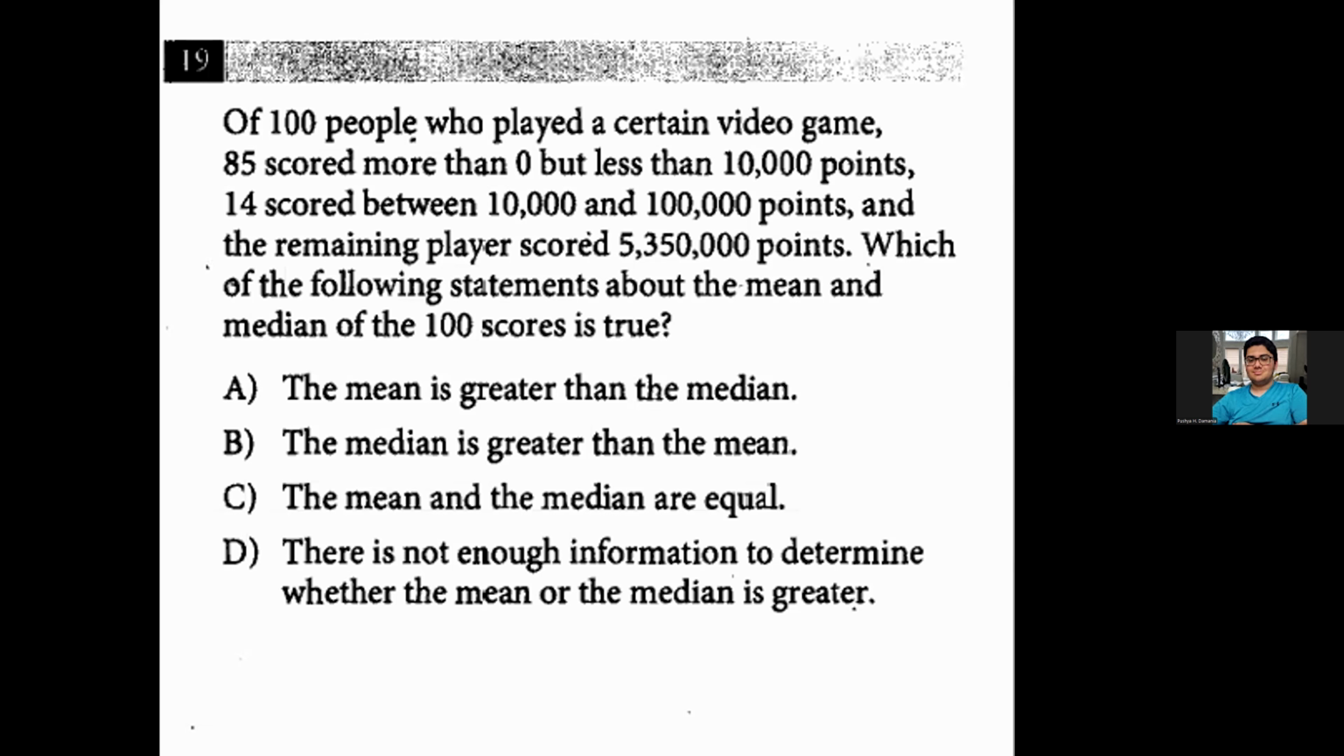Okay, so for question 10, essentially we're told that there's 100 people and we're told different scores. Well, what is the mean and median? In this case, we're told the lowest possible score is 0 and the highest possible score is 5.3 million.